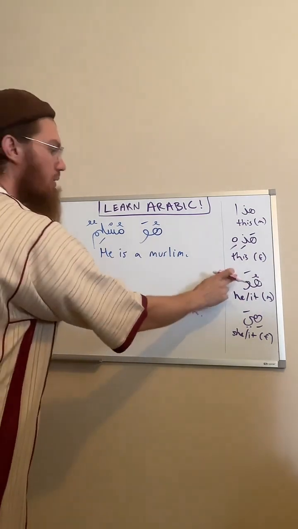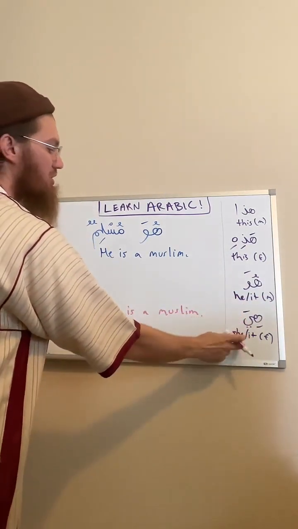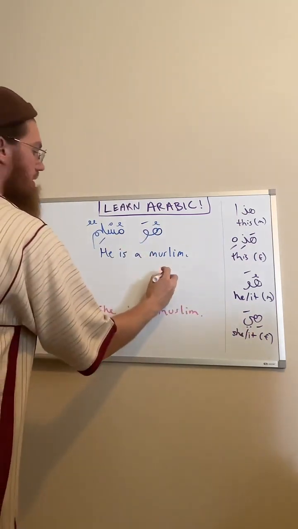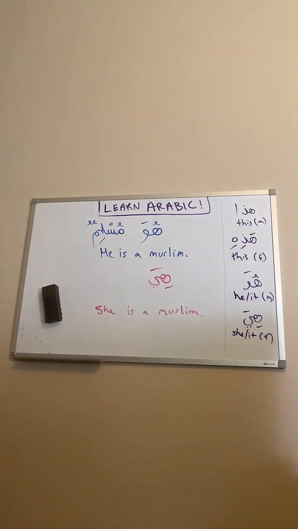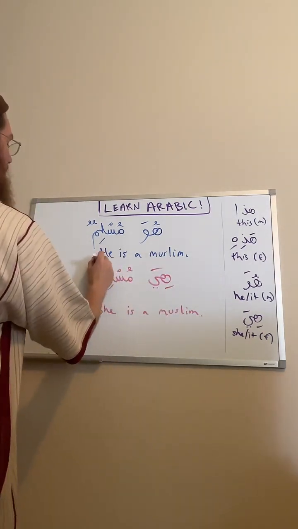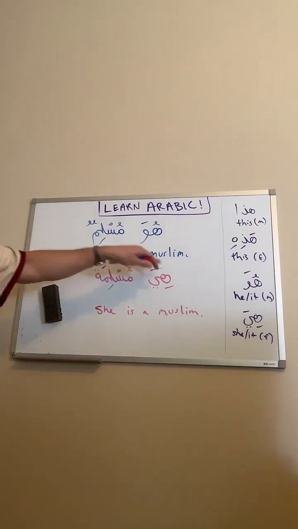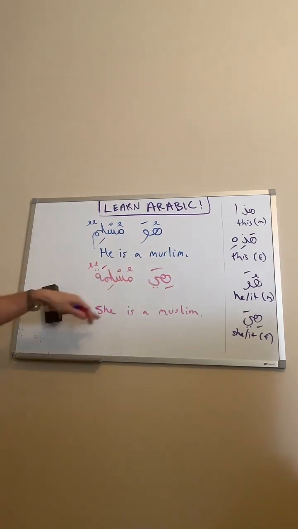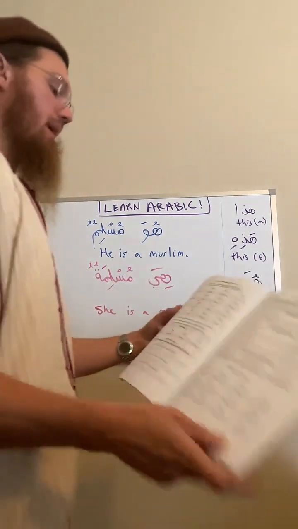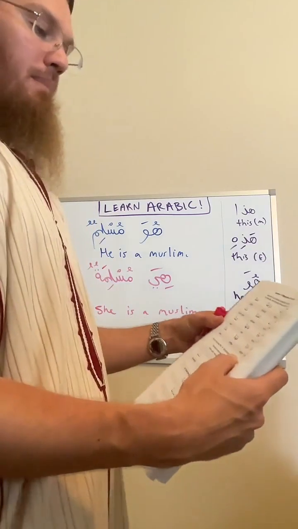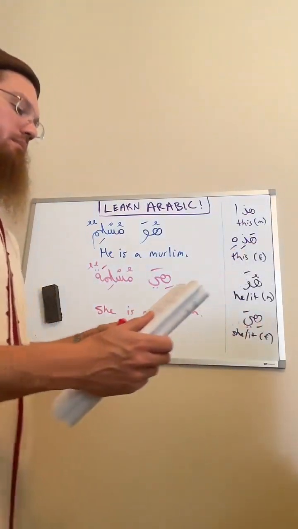So what do we see here? We see huwa means he, masculine. Hiya means she, feminine. So it would become hiya muslimatun. Okay? Huwa Muslimun. He is a Muslim. Hiya muslimatun. She is a Muslim. Simple, right?